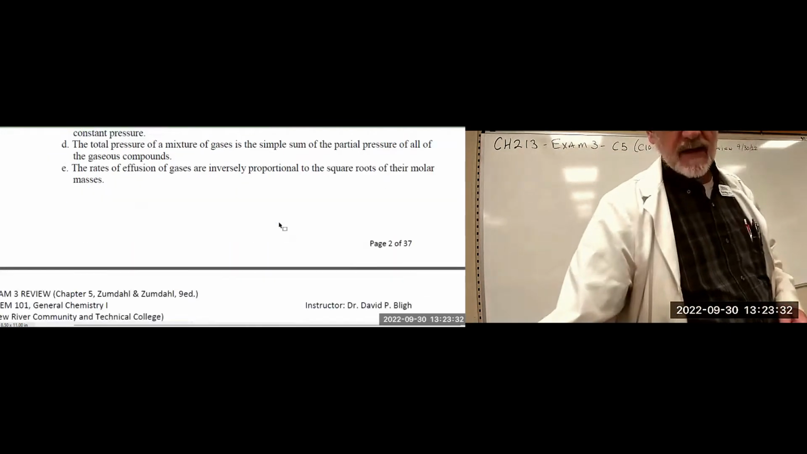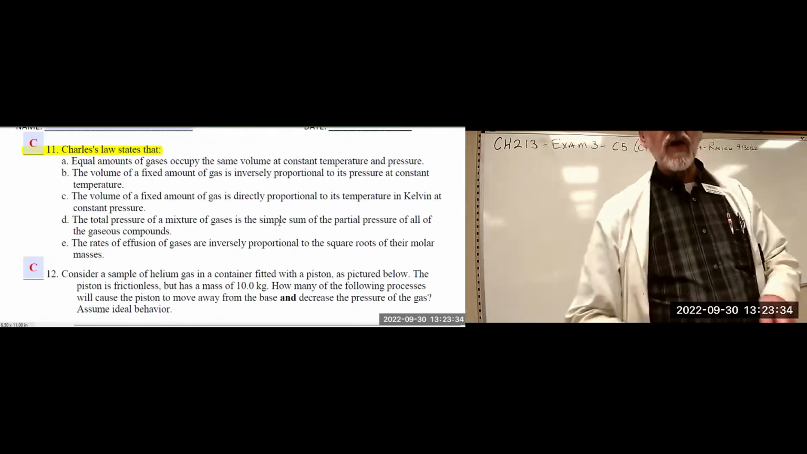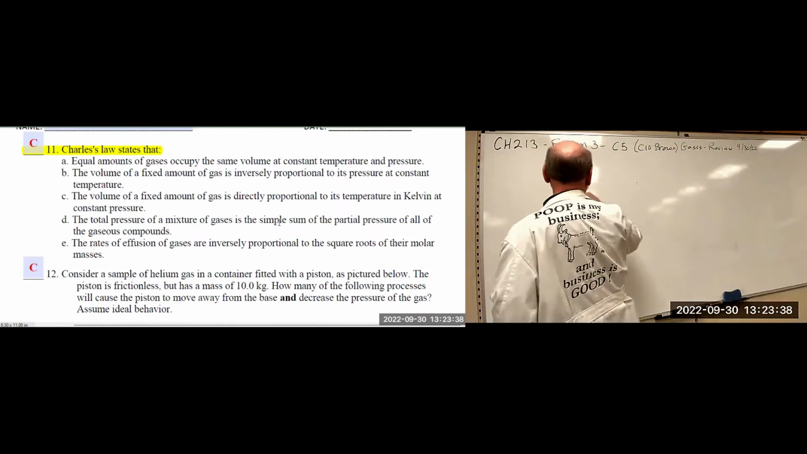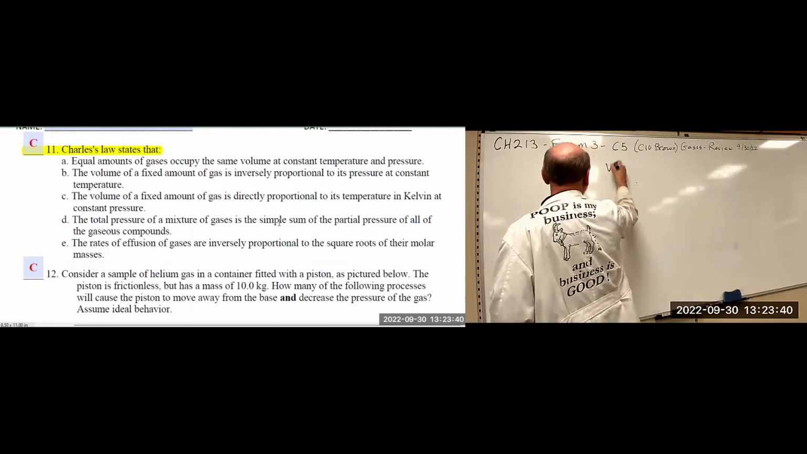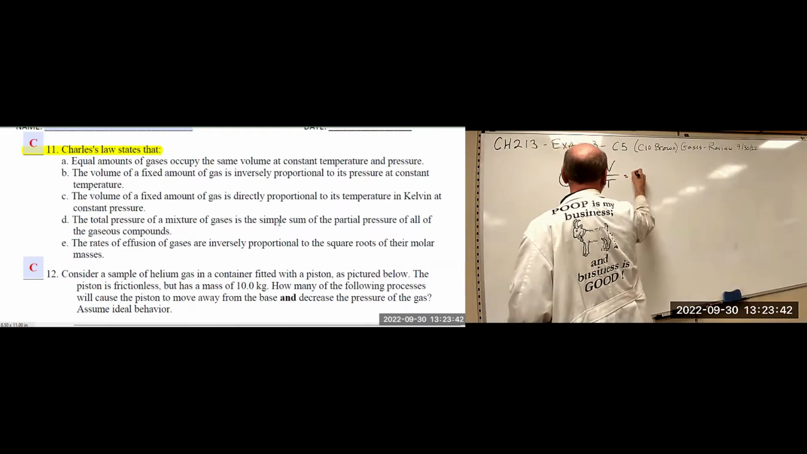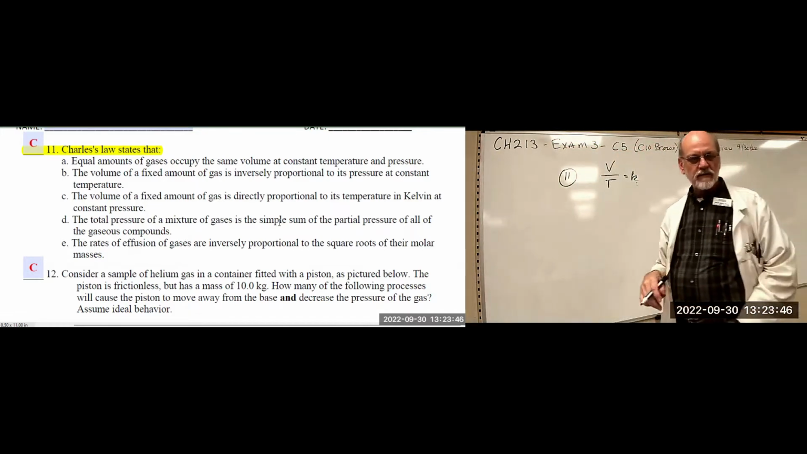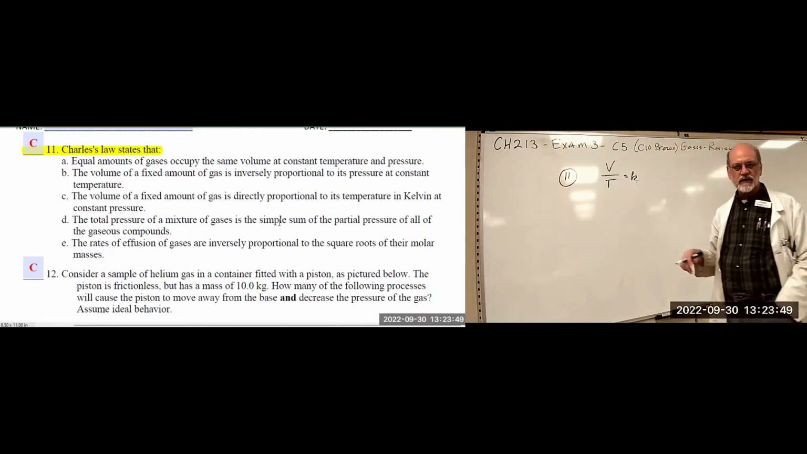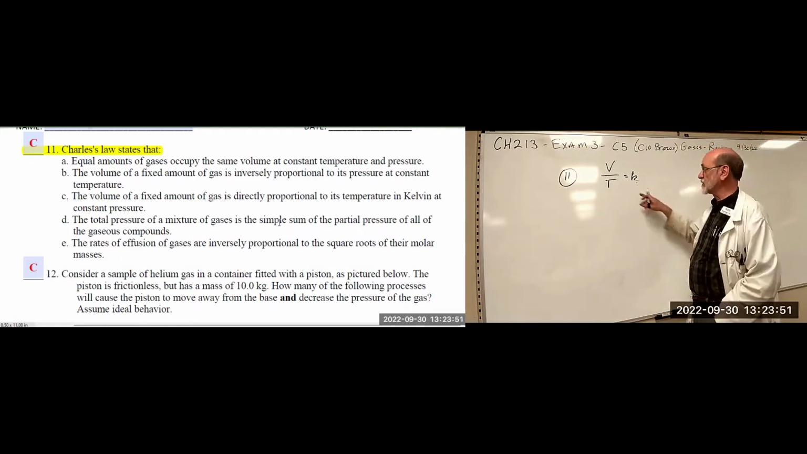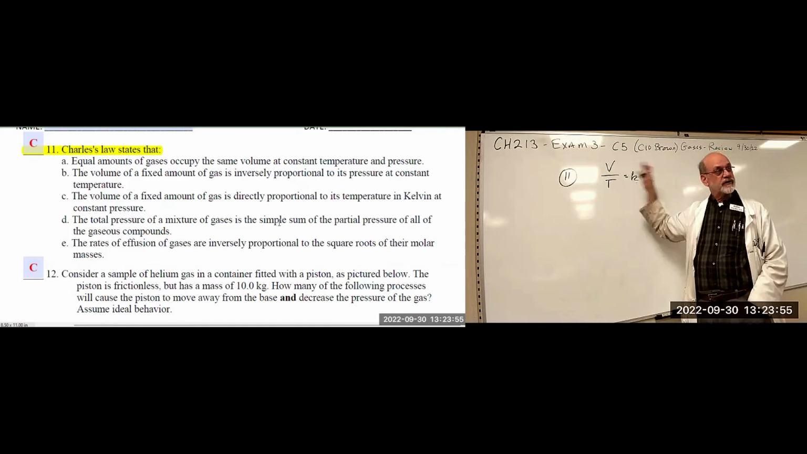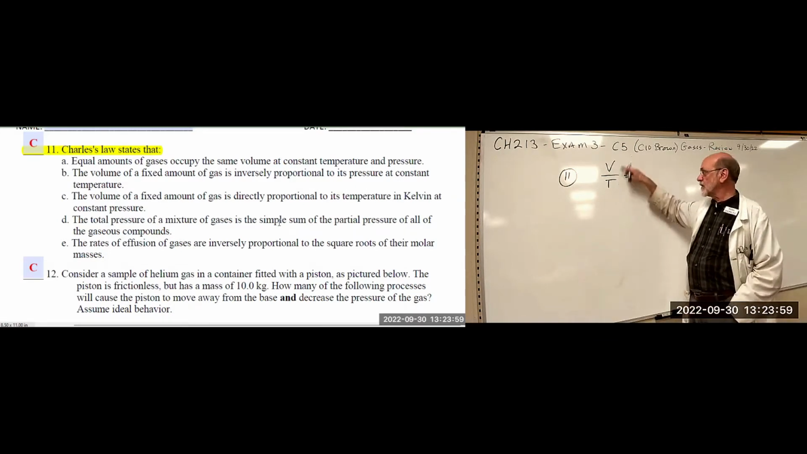All right. Charles' law. Okay, so Charles related volume and temperature, correct? So the volume of a fixed amount of gas is directly proportional to the temperature at constant pressure. That means when you have a quotient of two variables equal to a constant, they're always directly proportional. That one goes up, that one has to go up.